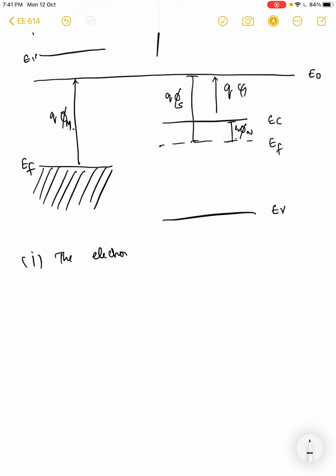So now let us look at the steady state situation. The first criterion is the Fermi levels should line up, right? It will all come to the same state. So you have a metal here, EF, right? And the metal work function does not change.